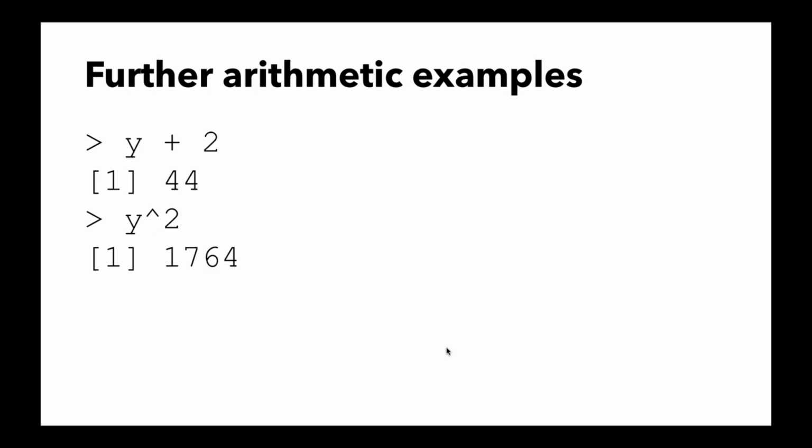So, further examples. Let's take y again. So y, we know now in our mind, let's pretend our mind is a buffer, has a value of 42, and we're adding 2 to it. When we do this, we'll get an output of 44, because we're just completing a simple arithmetic operation. And then we're raising it to the second power, and obviously we can get the result of that. So think about how to use variables together with the arithmetic operators we just learned.